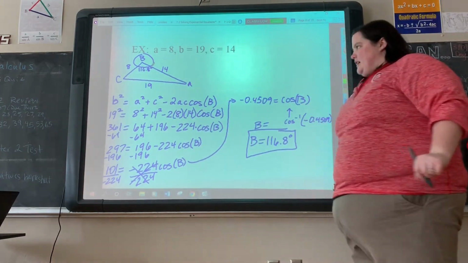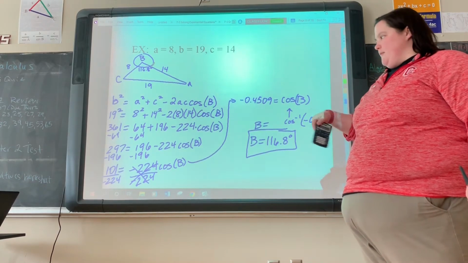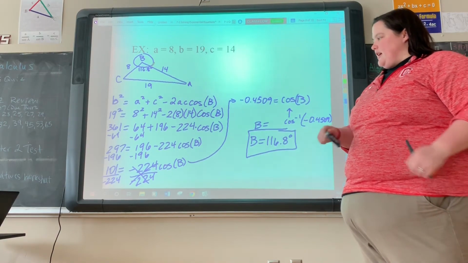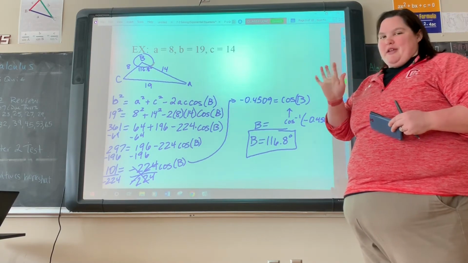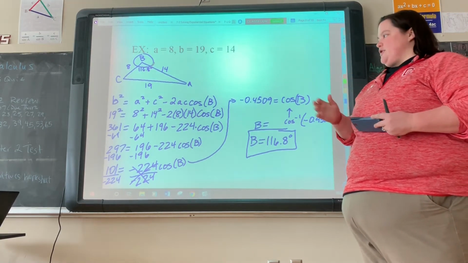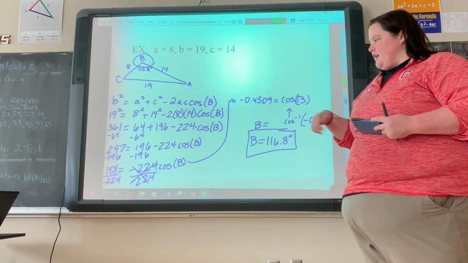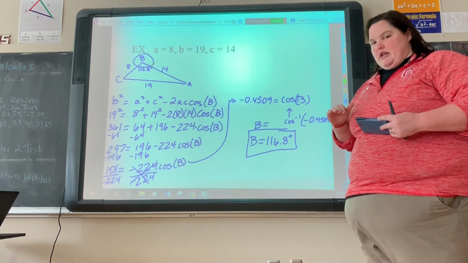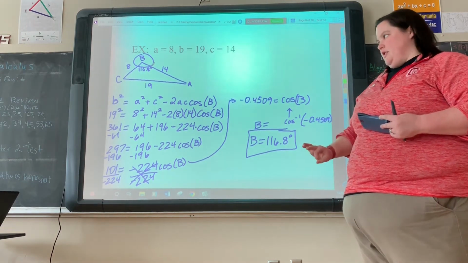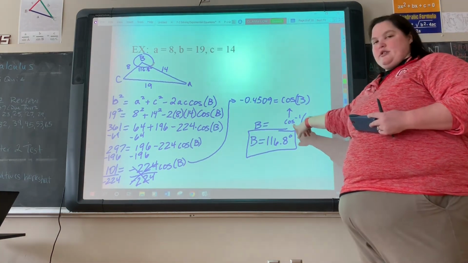So I'll give you a second to look at that. I'll probably talk a little bit while I'm doing it. Again, you can combine some of those steps. This is what I was talking about with law of cosines not being quite so user-friendly, especially when you're trying to solve for an angle, because there are a few steps to it. But again, as long as you keep track of all your signs and don't lose any numbers, you should be good to go. Okay. And whenever you're trying to find an angle, you'll have to use inverse.